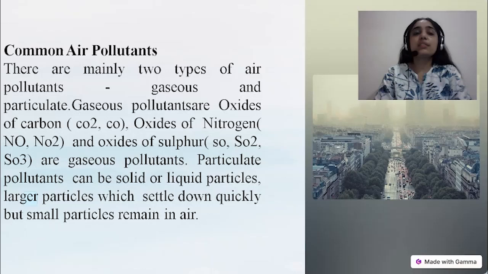Gaseous pollutants are present in the atmosphere in the form of gas, like oxides of carbon and oxides of nitrogen, etc. Particulates are basically solid or liquid particles. Some of the large particles settle down on the earth quickly, but the small particles remain floating in the air, which causes pollution.